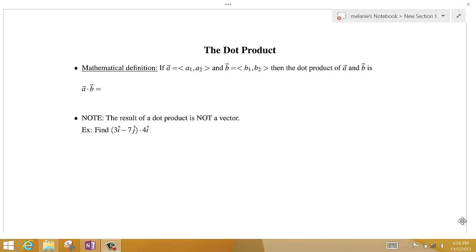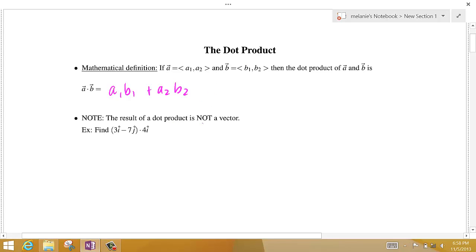The dot product. Mathematical definition: if we have vector A equals A1, A2, and B equals B1, B2, then the dot product of A and B is A dot B, and we combine their components. So we have A1 times B1 plus A2 times B2. And notice that we started off with the vectors, and we did this dot product process, and we end up with a scalar. The result of a dot product is not a vector, it is a scalar.